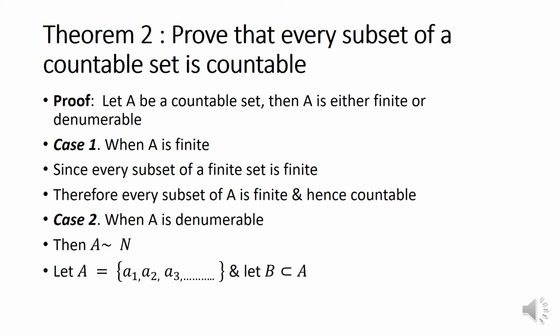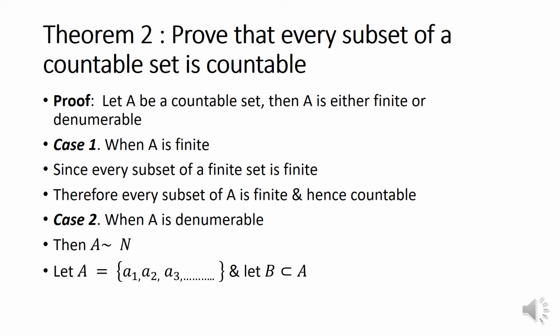Let A be a countable set, then either A is finite or denumerable, because we know the definition of a countable set. In the first case, we take A as a finite set. Because A is a finite set, every subset of a finite set is always a finite set. Therefore, every subset of A is finite and hence countable. That is the first case.